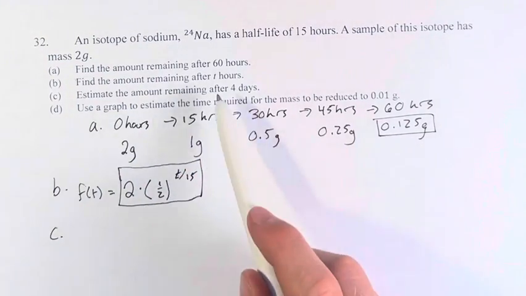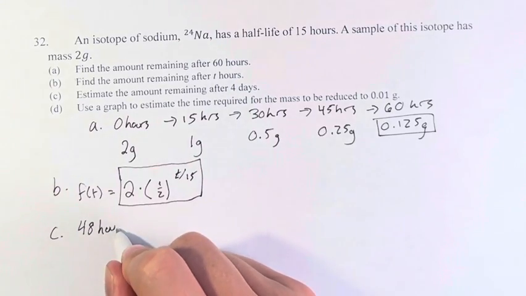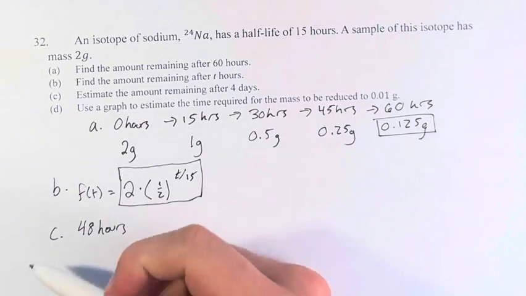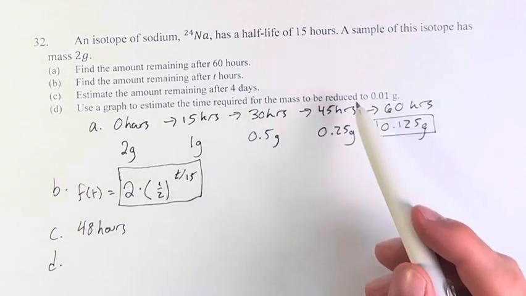C, we're asked to estimate the amount remaining after 4 days. 4 days is 48 hours. So we have to calculate f of t for 48. I'm going to do this in conjunction with part D, which is to use a graph to estimate the time remaining for the mass to be reduced to 0.01 grams.